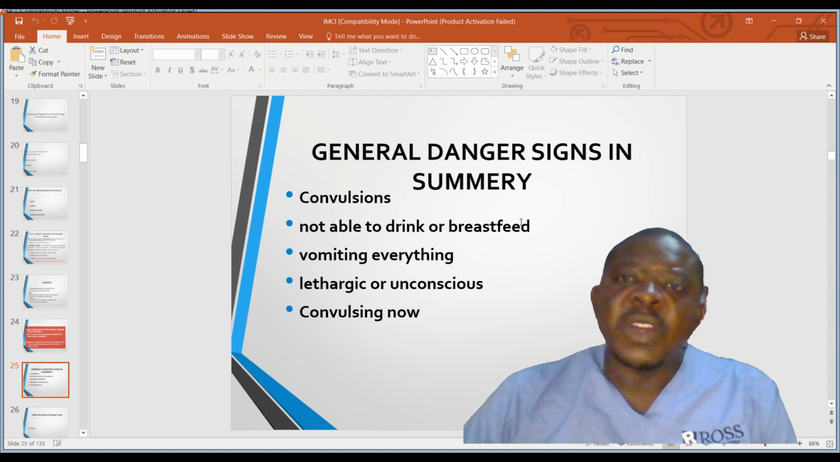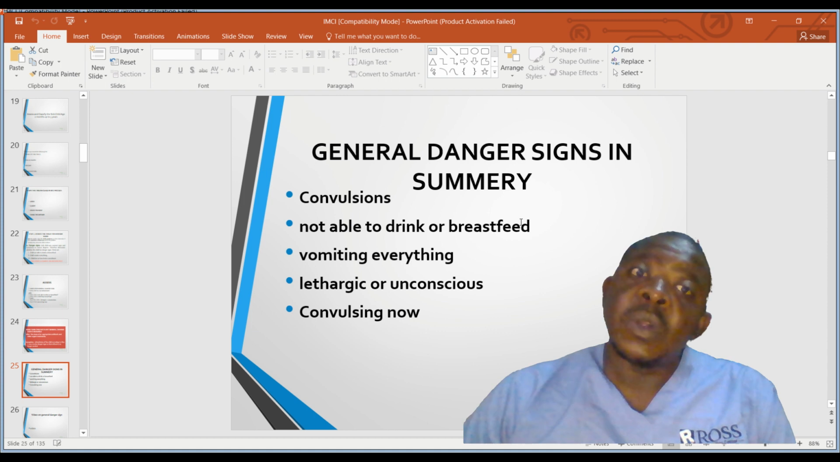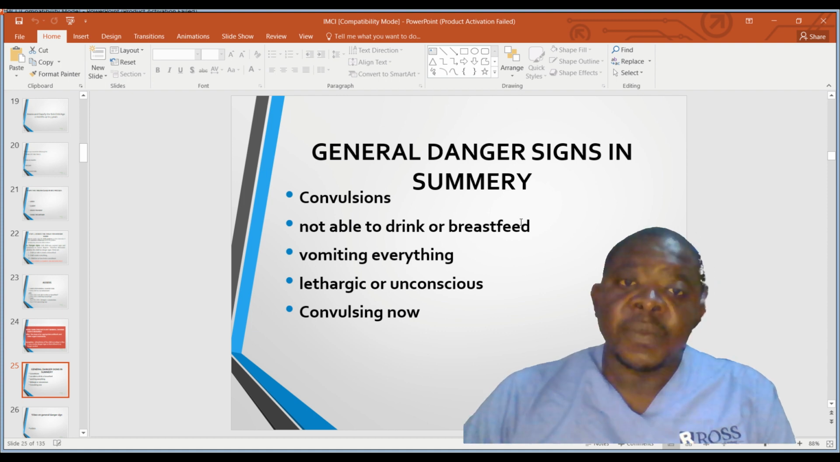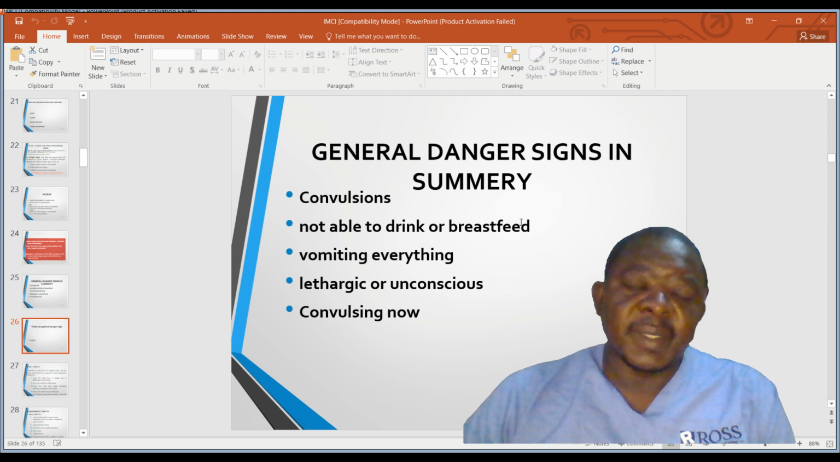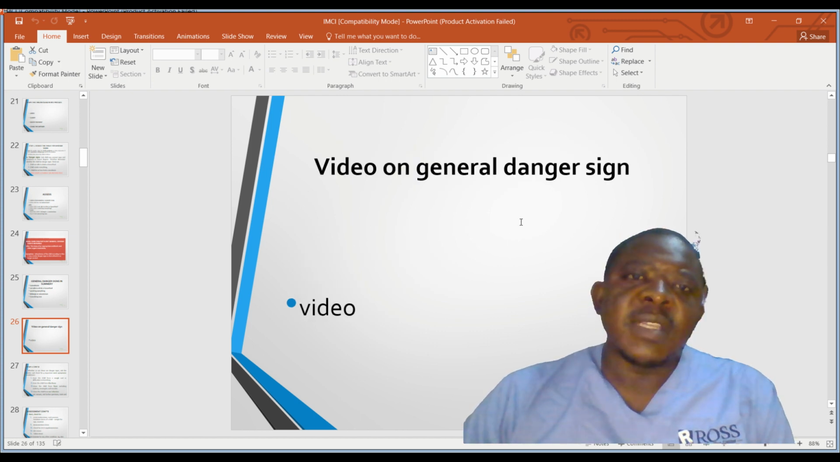General danger signs in summary. So the general danger signs include convulsions, not able to drink or breastfeed, vomiting everything, the child being lethargic or unconscious, or the child convulsing now. So there are some videos about IMCI that you need to appreciate, where there is a demonstration of these danger signs.